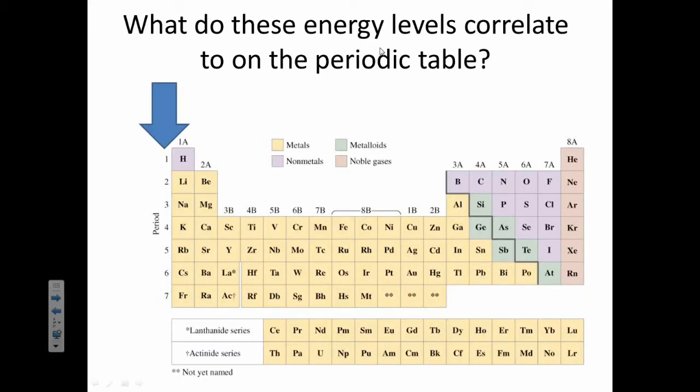What do these energy levels correlate to on the periodic table? The period number. Again, everything in period 1 has 1 electron shell full of electrons. Everything in row 2 has 2 shells of electrons. Period 3 has 3 shells of electrons. Period 4 gets a little bit tricky here, but all of these atoms have electrons in 4 shells, etc., 5, 6, and 7.